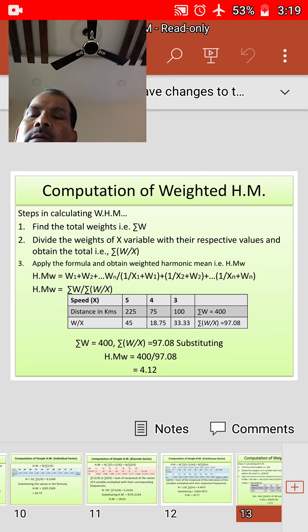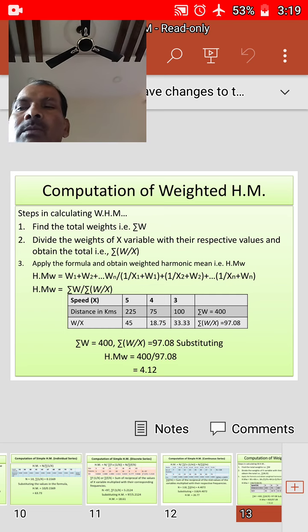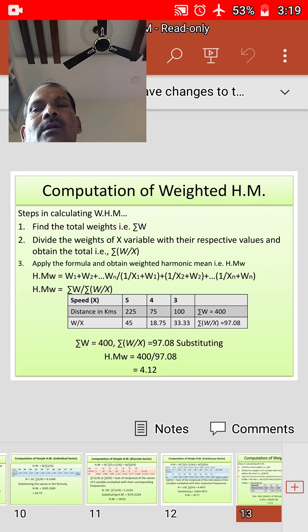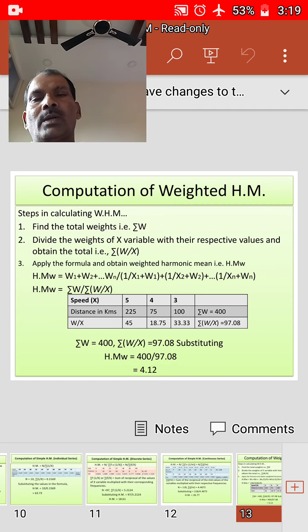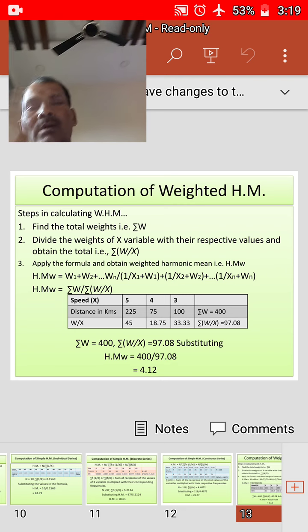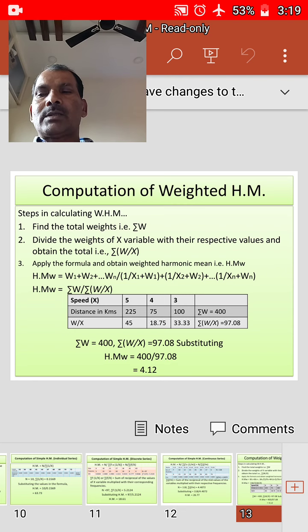Next, computation of the weighted harmonic mean. In order to compute the weighted harmonic mean, like the weighted arithmetic mean, we can also use a computer. There are a few steps for this. First, find the total weights, that is sigma w. Second, divide the weights by their respective x values and obtain the total, that is sigma w by x. Third, apply the formula and obtain the weighted harmonic mean.